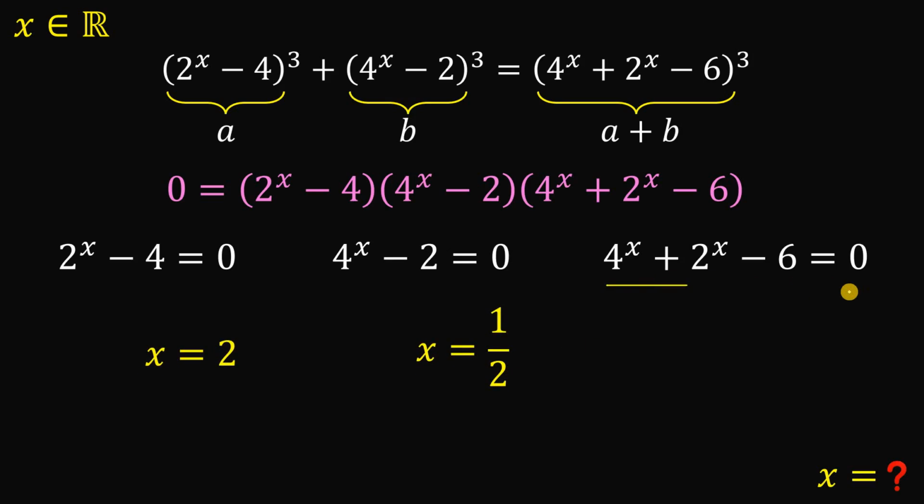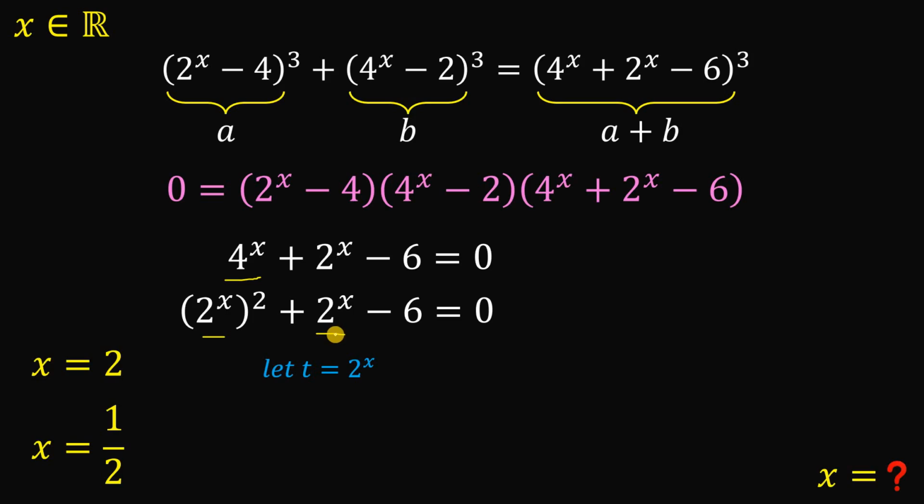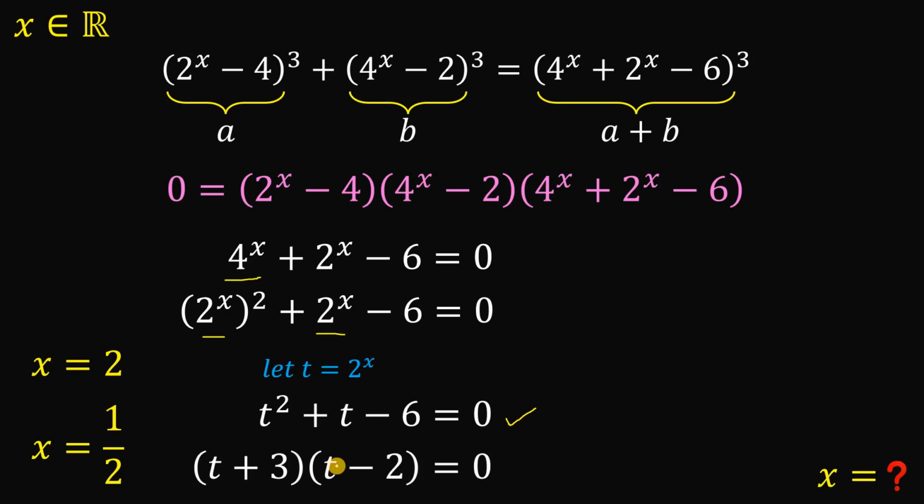Now let's have the third case, but we want some space for this case. And now let's continue. 4 raised to the power of x, we can rewrite as 2 raised to the power of x, raised to the power of 2. Now let t be equal to 2 raised to the power of x because we have the same expression here. And if we do that, we have t squared plus t minus 6 equals 0. So this is simply a quadratic equation in terms of t. Now we can factor this nicely as t plus 3 multiplied by t minus 2 equals 0.